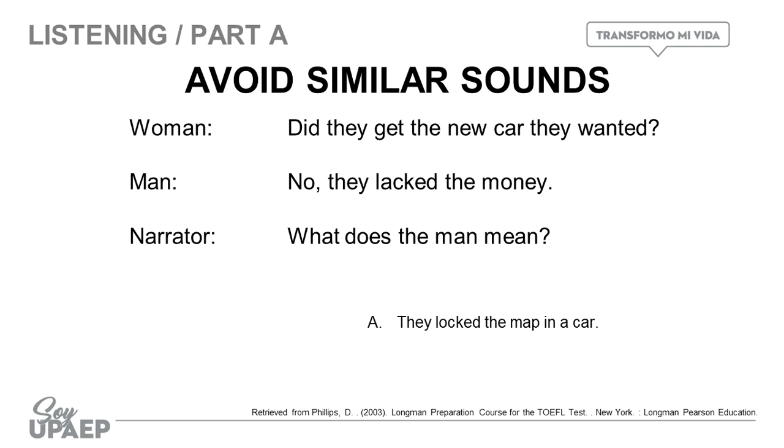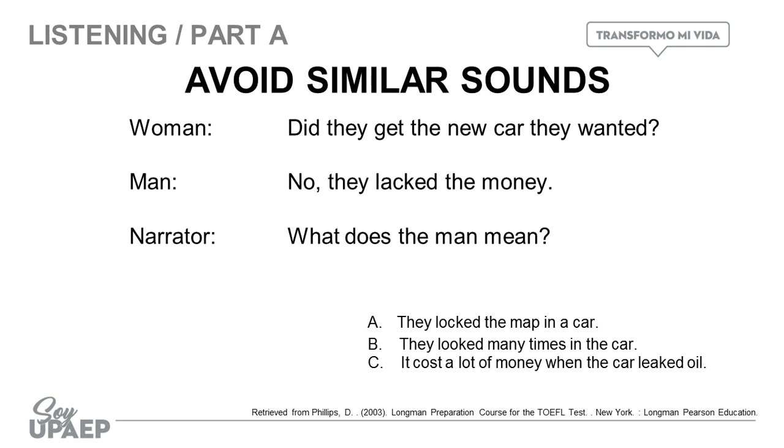The options to answer this question are A. They locked the map in a car. B. They looked many times in the car. C. It cost a lot of money when the car leaked oil. And D. They didn't have enough money to buy another car. Take a moment to analyze this conversation and the options. Remember, you should stay away from similar sounds.